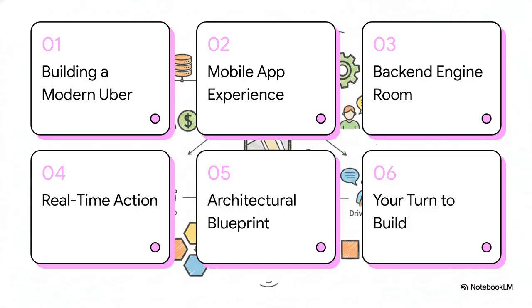So here's our game plan. We're going to start with the app you actually see on your phone, then we'll go behind the scenes to what I'm calling the back-end engine room. After that, we'll get into the real-time tech that makes those little cars move on the map, and finally, we'll put all the pieces together, see the full blueprint, and talk about what it all costs.